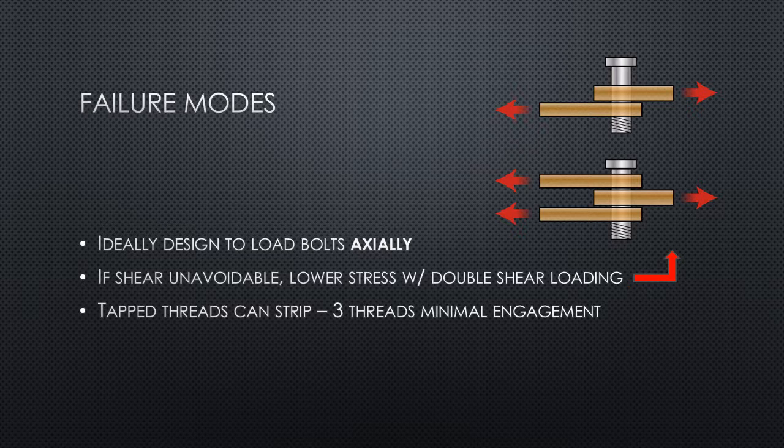There are a few different failure modes for bolts which need to be considered given your design specifications for the specific bolt. It is ideal to design bolts to be loaded axially, although if shear stress is unavoidable, it is better to design for a double shear stress scenario as seen in the second picture. Also, tap threads can strip, so ideally most of the load will be forced onto the first three threads, so you want at least three threads of engagement for your bolt.